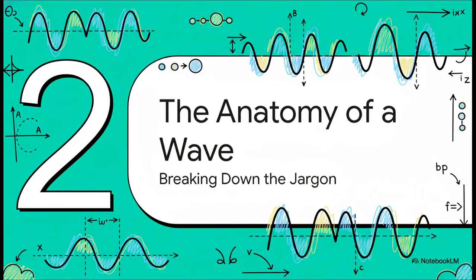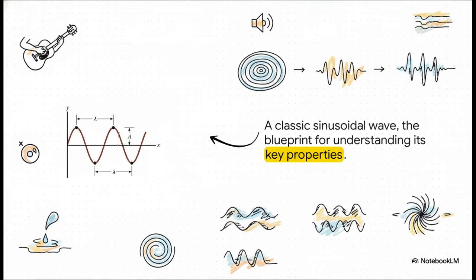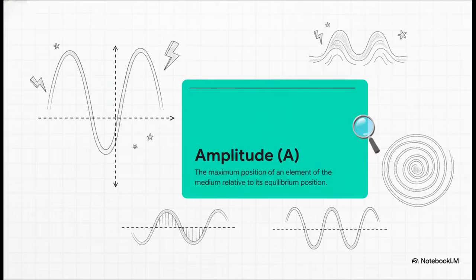To really talk about these, we need to get some of the lingo down. Let's break down the anatomy of a wave. This shape here, the classic sine wave, is going to be our guide. Using this, we can break down the 4 key terms you absolutely need to know. First up, amplitude. This one's easy. It's just the height of the wave, from the middle line up to the very peak. You can think of it as the wave's intensity or its power. A bigger amplitude means a more powerful wave, kind of like a tiny ripple versus a giant tsunami.